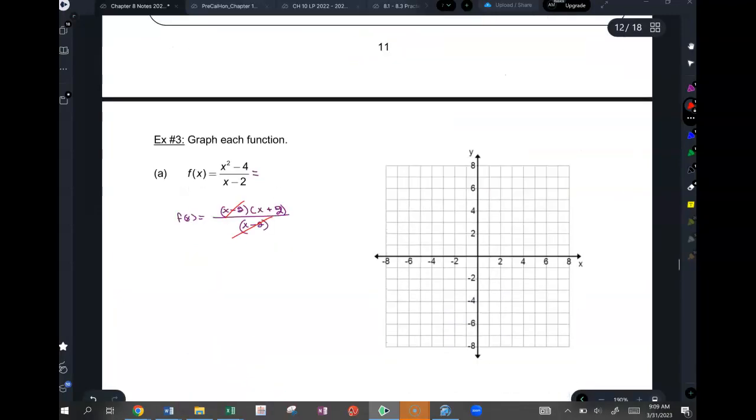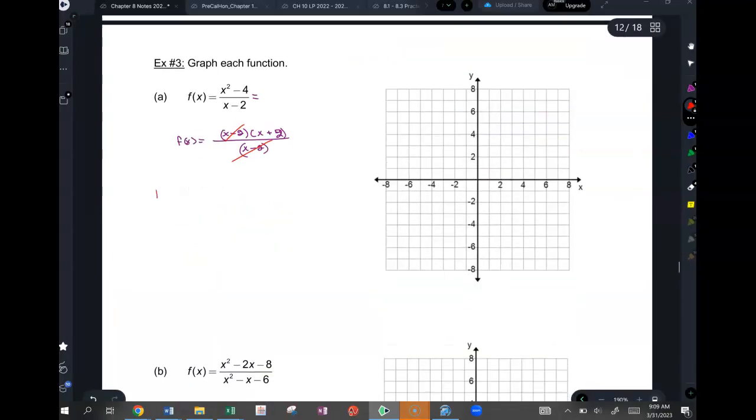So, we're going to say there is a removable discontinuity at x equals 2. So what's the simplified function now? It's just x plus 2. Do you see what we did? The simplified function is x plus 2.